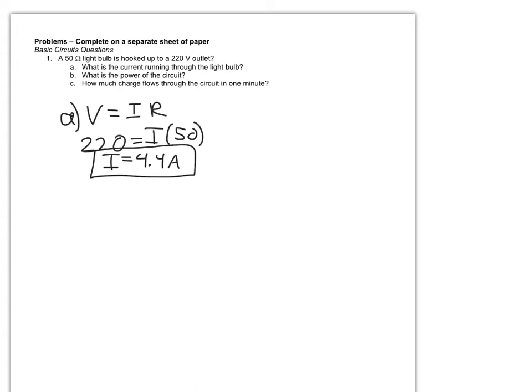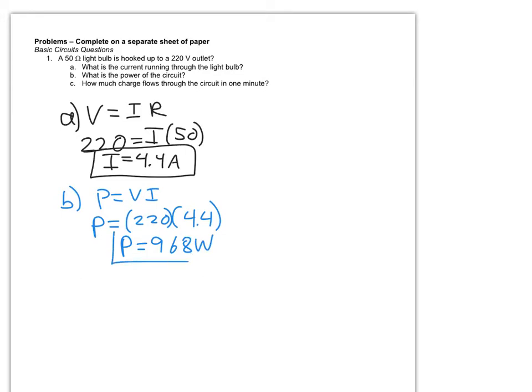Moving on to the next question, question B here. We want to know what is the power of the circuit, and so for that we're going to use our power equation, which is just that power is voltage times current. So our power is going to be our voltage, which was 220, times the current that we just found, which is 4.4, and so we get a power here of 968 watts.